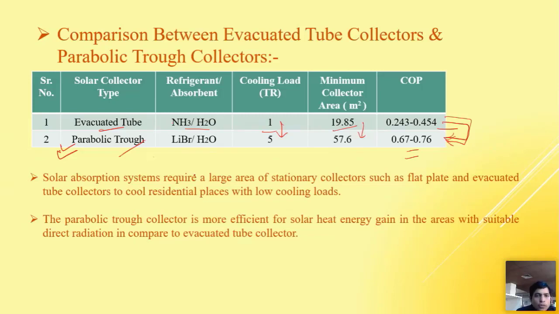So the solar absorption system requires a large area of stationary collectors such as a plate collector or evacuated tube collector to cool residential places with low cooling loads. The parabolic trough collector is more efficient for solar heat energy gain in areas with suitable direct radiation in comparison to the evacuated tube collectors.